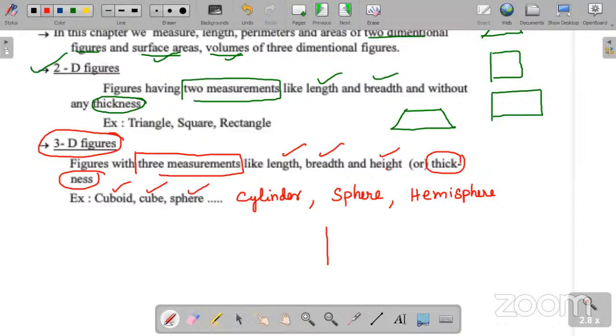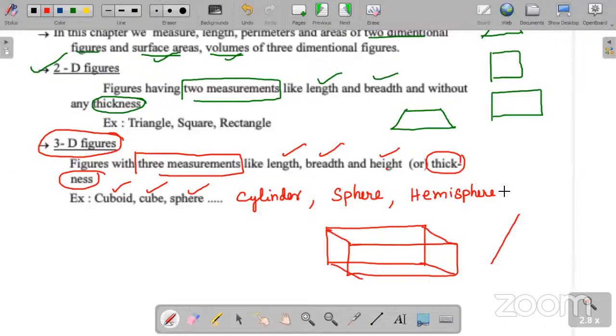For example, cuboid is there. This is the shape of the cuboid. So you have it like this. These kinds of figures are called three-dimensional figures. Suppose even a cone also. This is the shape of a birthday cap. So this is a cone. Cone is also a three-dimensional figure. So cube, cuboid, sphere, cylinder, hemisphere, and cone.